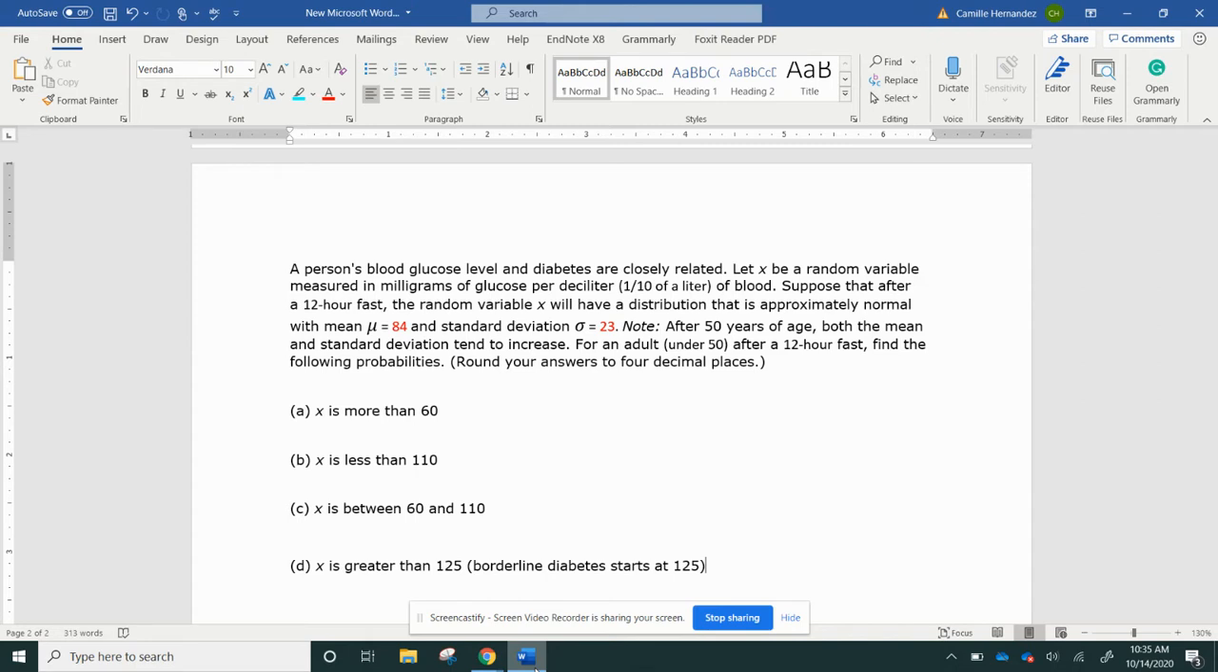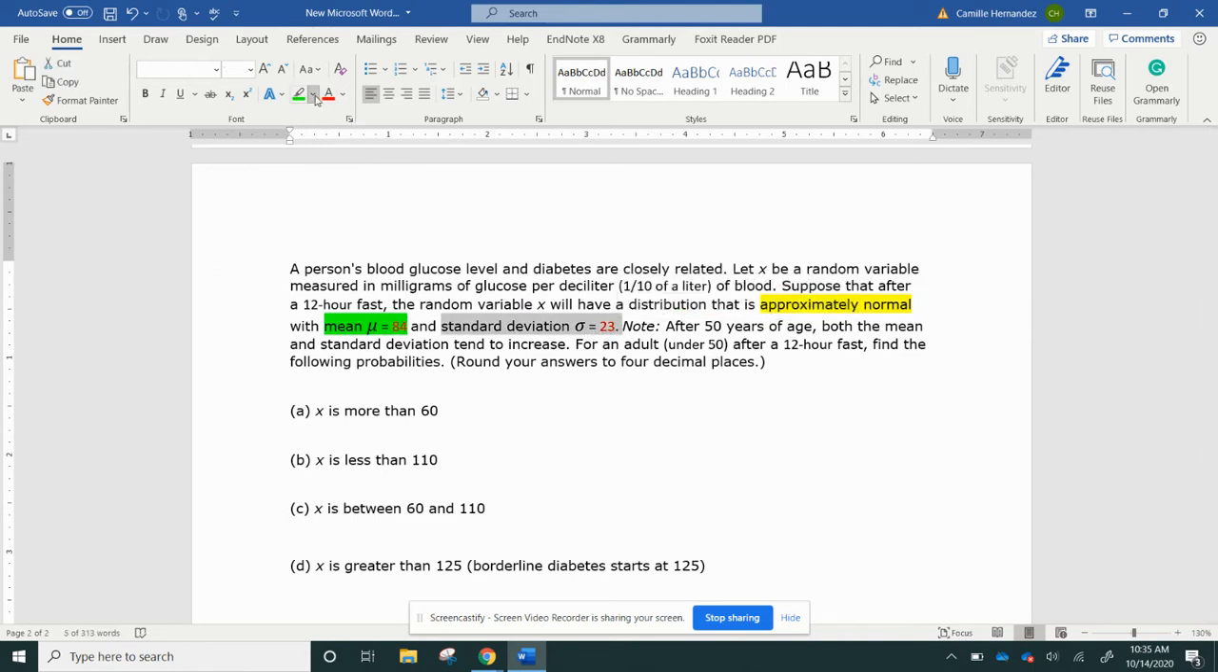A person's blood glucose level and diabetes are closely related. Let X be the random variable measured in milligrams of glucose per deciliter, 1/10 of a liter of blood. Suppose that after a 12-hour fast, the random variable X has a distribution that approximates normal. Okay, that's important, so I'm going to highlight it, with a mean of 84, and again, I'm going to highlight that, and a standard deviation of 23.